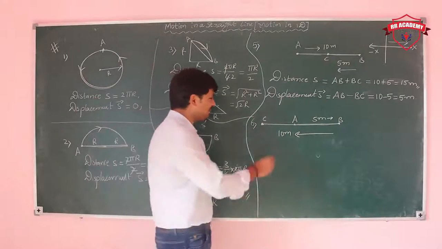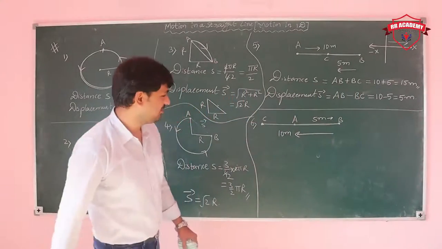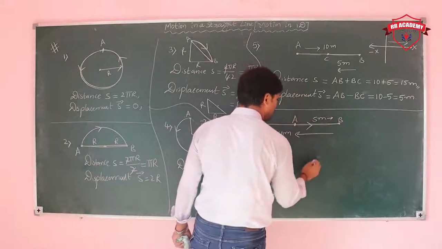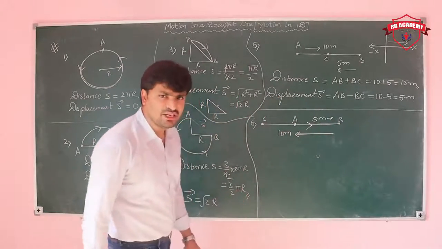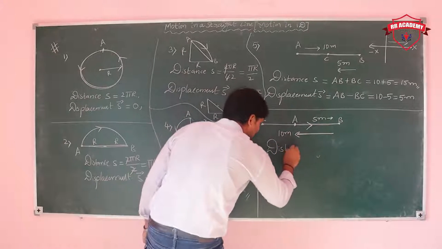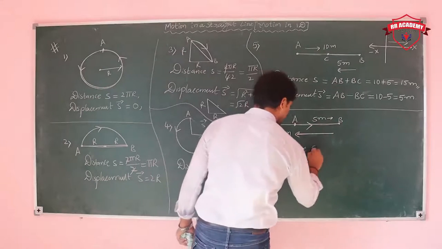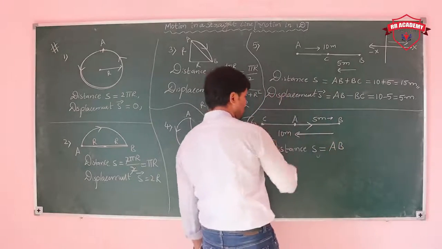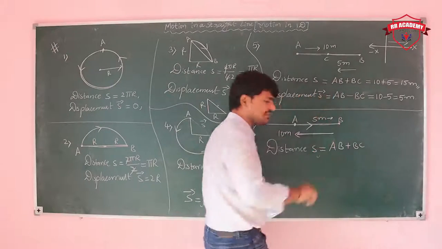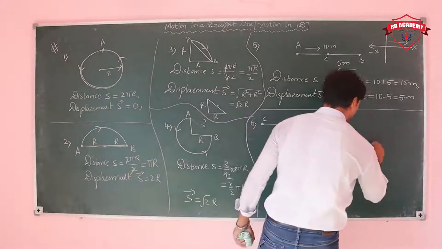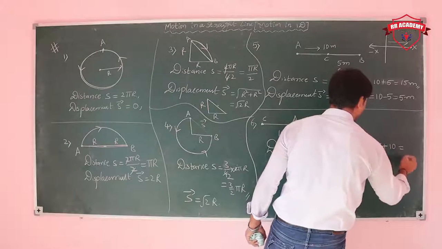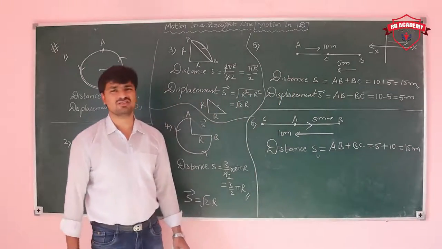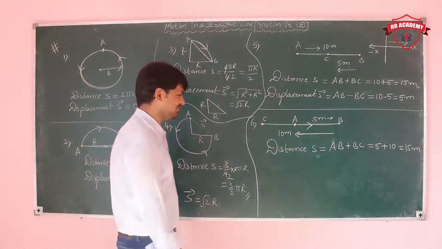Let's move on. We have one more problem here. Let's see. Now here the initial point is A. The particle is traveling from A to B and then B to C. See here, distance is equal to the actual length of the path, AB plus BC. AB is 5 meters. BC is 10 meters. Whatever it is, forward or backward, upward or downward, it's independent, because distance is a scalar quantity.